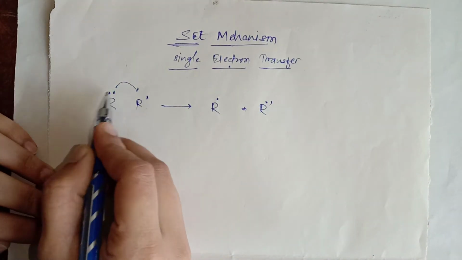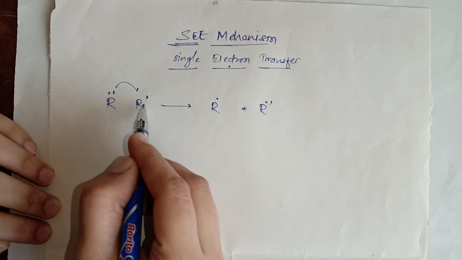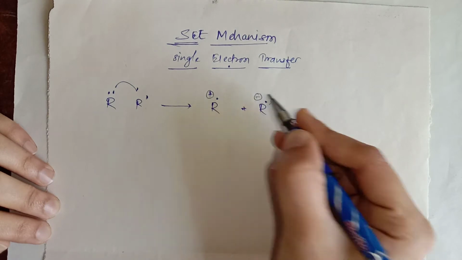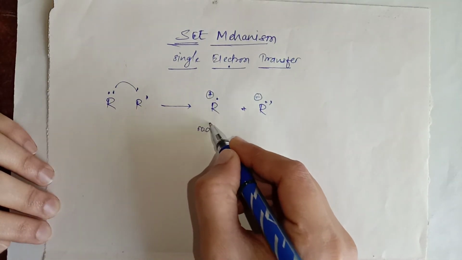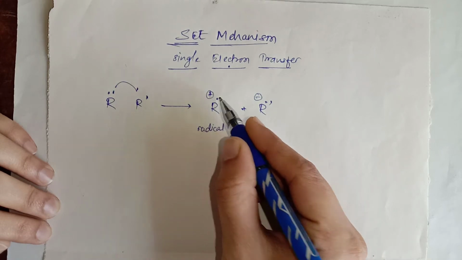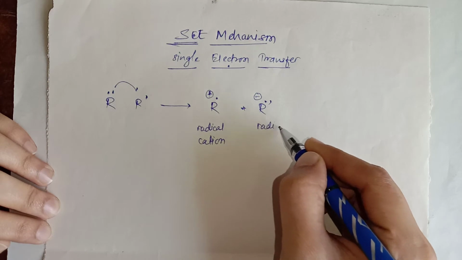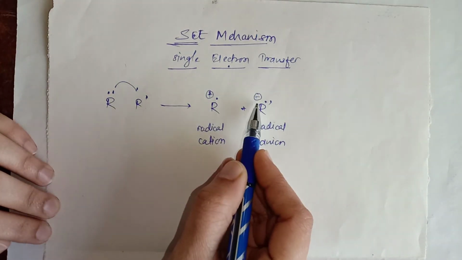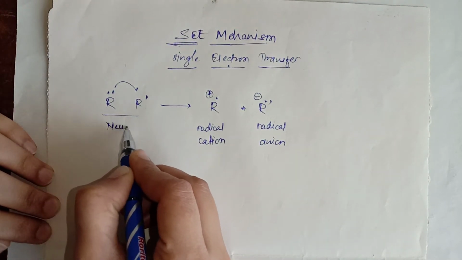Now, as this species is donating its one electron to this R dash, this will become R positive and this will become R negative. So you can say it is a radical cation, as it contains only one electron, that is a radical. So this will become a radical cation and this will become a radical anion, right? This is a radical cation, this one is a radical anion. And these two species were firstly neutral species.